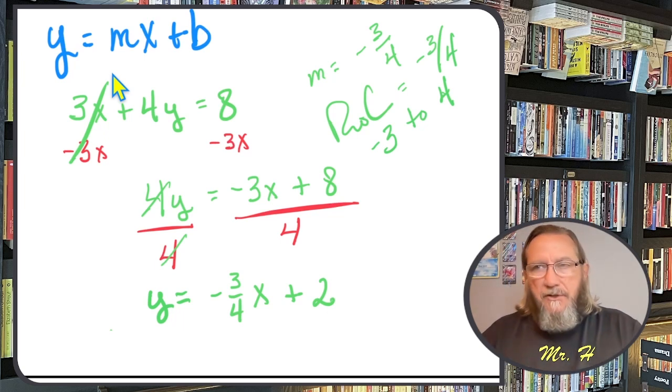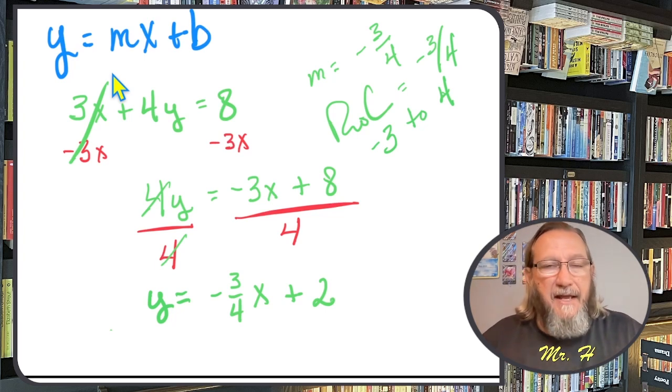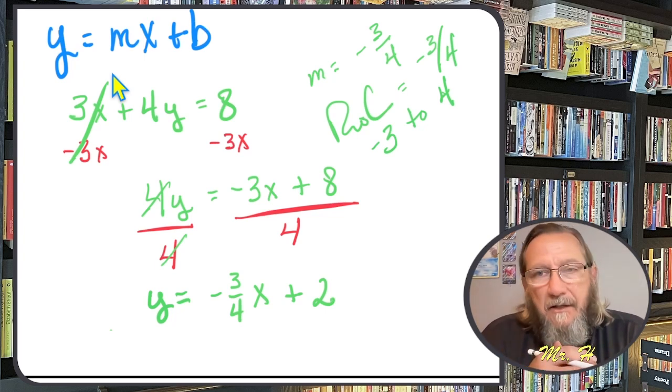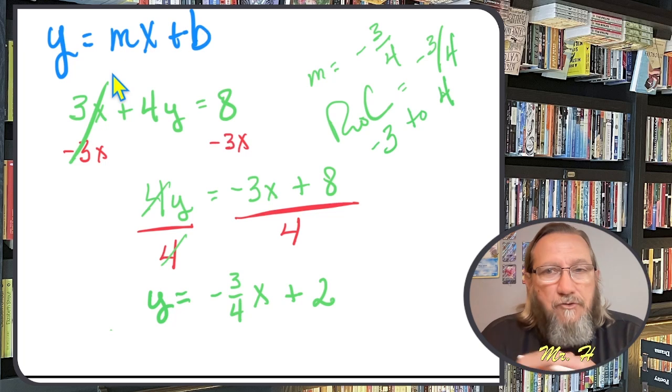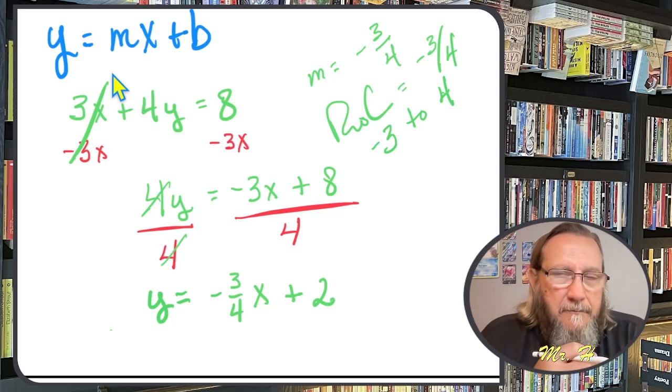Okay? So this is a negative slope. This is a negative rate of change. It's a line that's going down. So something is decreasing as something else increases.